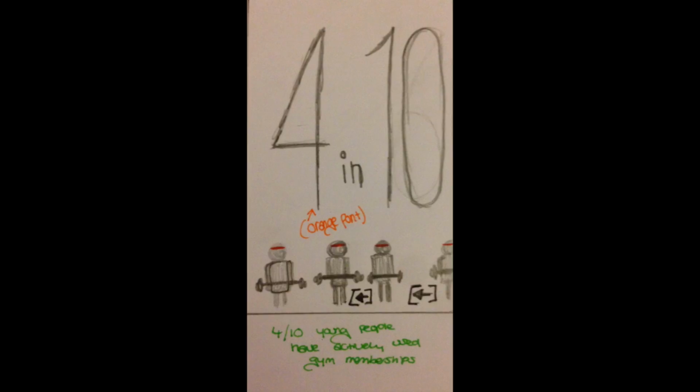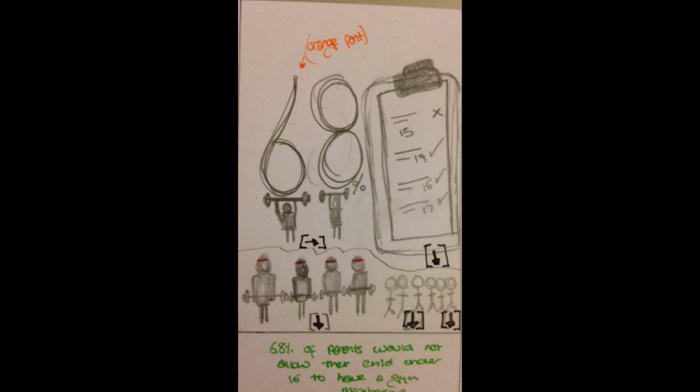Although this is all fairly simple, I feel like it's effective and also doesn't overcomplicate things. I did at one point have different ideas, but there was just too much going on screen. So our next frame is 68% of parents would not allow their child under 16 to have a gym membership.